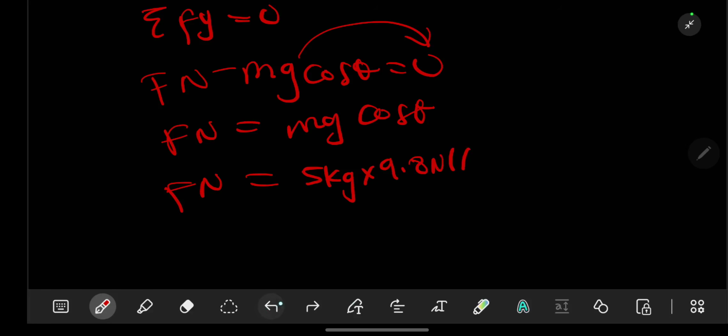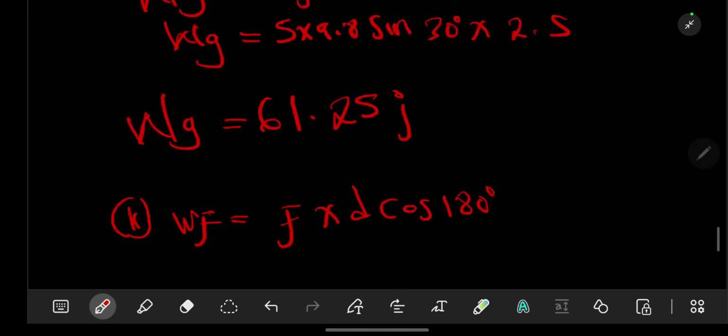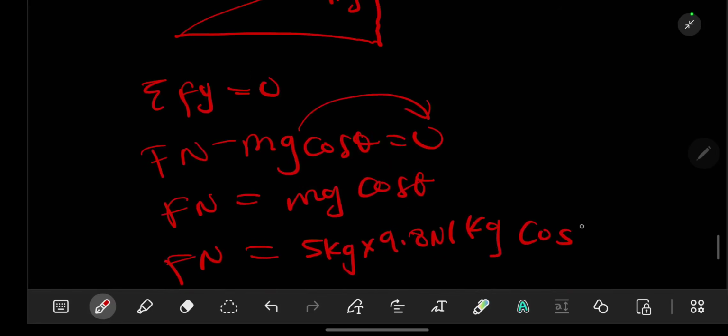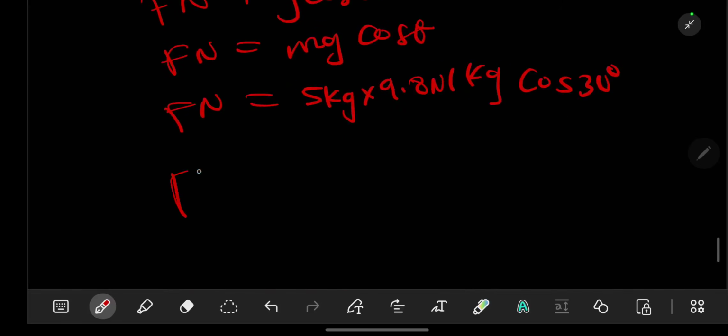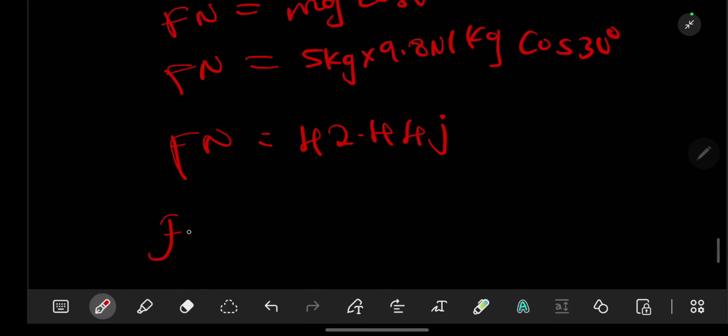Then we are going to have 5 by 9.8 by the cosine of what is our angle of inclination, it's 30 degrees. So the normal force should be equal to 5 by 9.8 by the cosine of 30, which gives us a value of 42.44 joules.